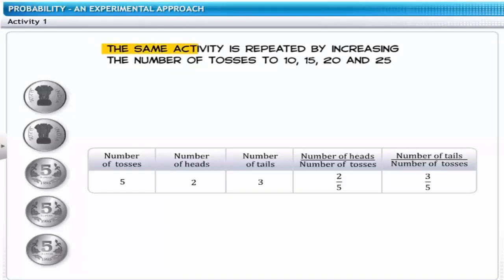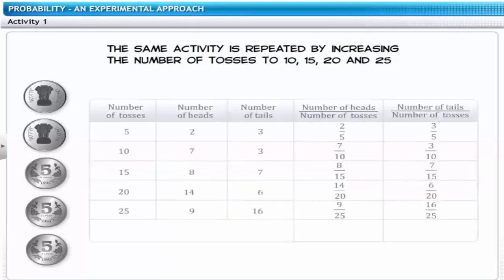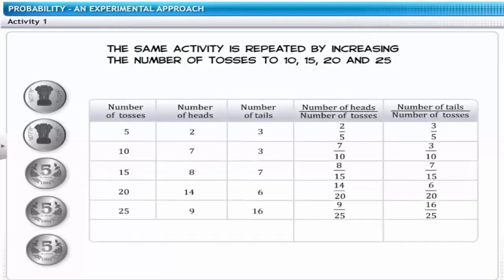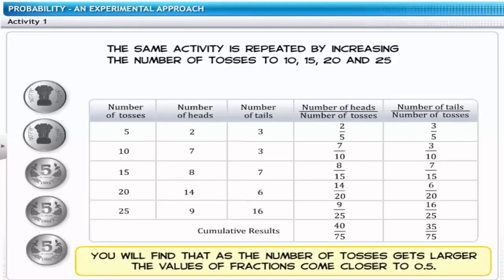Next, the same activity is repeated by increasing the number of tosses to 10, 15, 20, and 25. The results obtained are as shown in the table. Now, let's calculate the cumulative results. We observe that the value of fractions are closer to 0.5 or half. From this, we can say that the probability of getting heads or tails is 0.5.